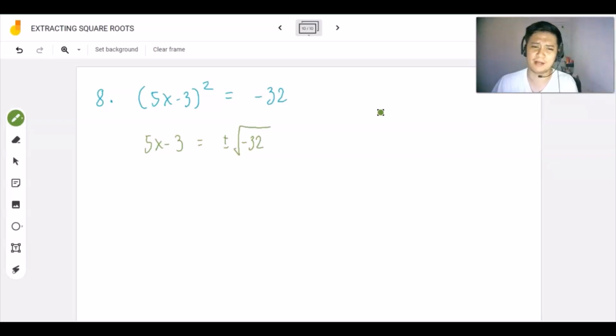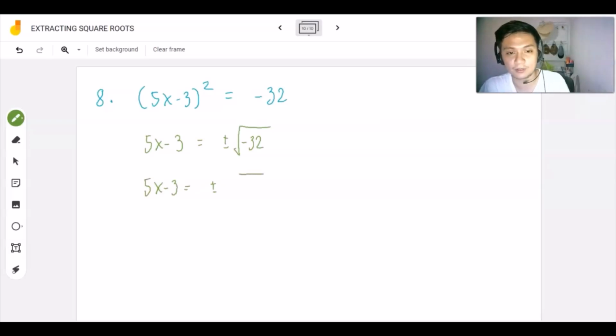Yan. So, we have to simplify this radical which contains a negative radicand. So, 5x minus 3 equals positive or negative. We factor out muna yung negative 1. So, magiging square root of the product of 32 and negative 1. Saka natin yan, i-identify how to simplify yung square root of 32.